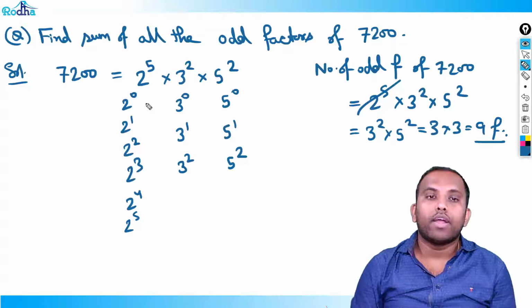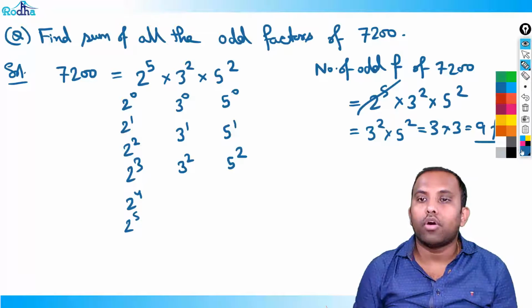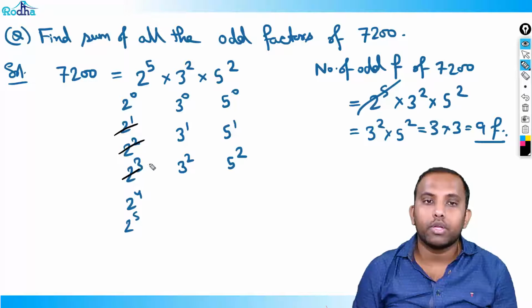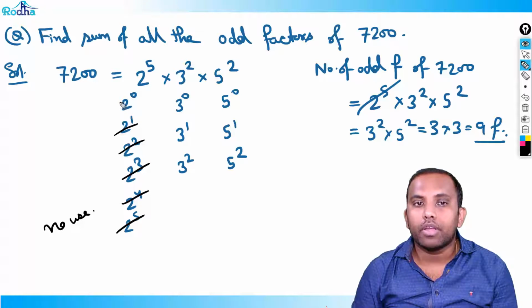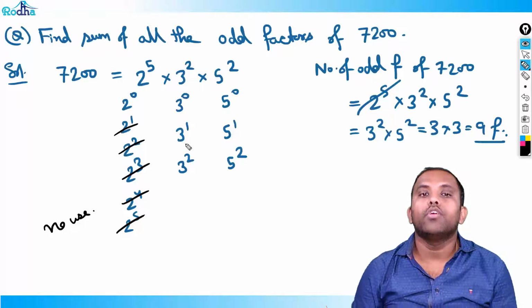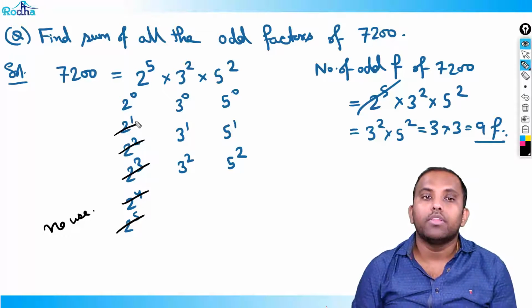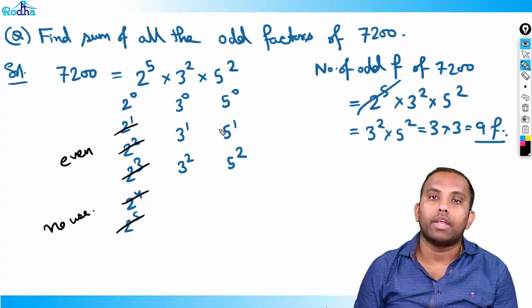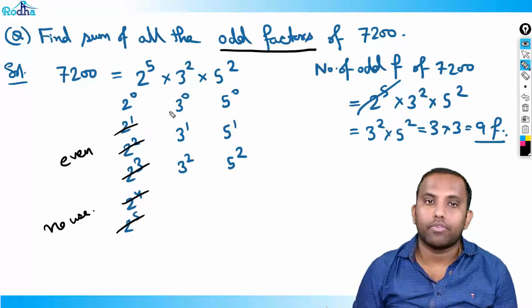Okay, so we have to do the summation of all the odd factors. For finding the number of odd factors, we strike off this 2 squared, 2 cubed, 2 raised to 4, 2 raised to 5. These are of no use, because if I pick any of these terms from 2's bracket, multiplied by any odd number it will give me an even number. These are all even numbers, and any even number multiplied by any odd number will always be even. What I want are odd factors, so these will not contribute to my sum of odd factors.